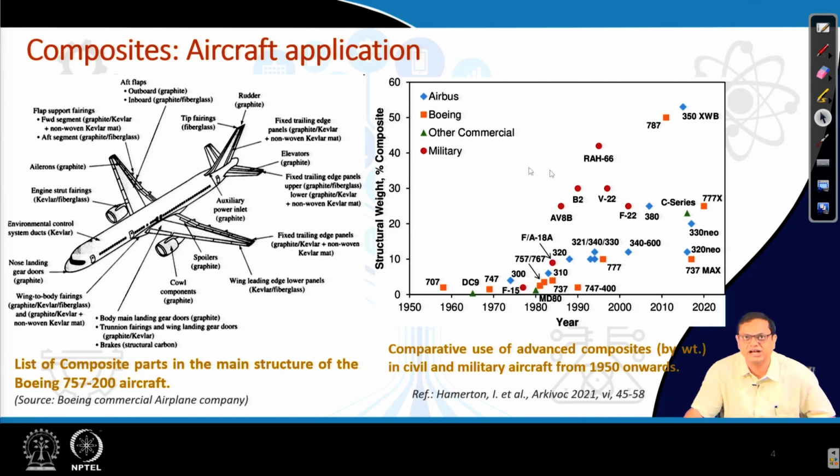If you look at this particular graph, you can again see how different aircraft companies are using composite materials in their aircraft. For example, the 350 model of Airbus uses more than 50% composite materials by total weight of the aircraft. Similarly, the 787 from Boeing and other aircraft use a huge amount of composite materials in their components.